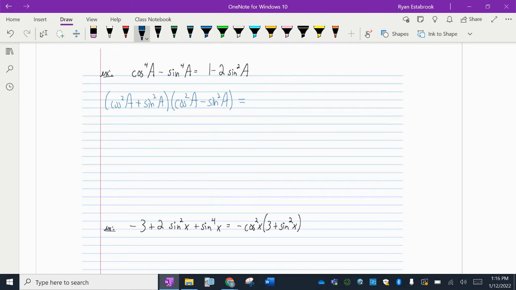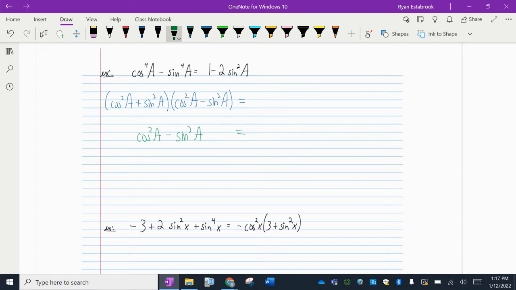Capital A is the angle. Sometimes we use a lowercase x. Sometimes we use the Greek letter theta. In this case, it's just angle A. In this blue equation, what can we drop off? First part or second part? First part, because what is cosine squared plus sine squared? 1. So we have cosine squared of A minus sine squared of A.